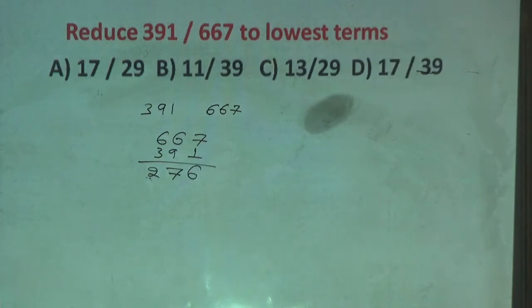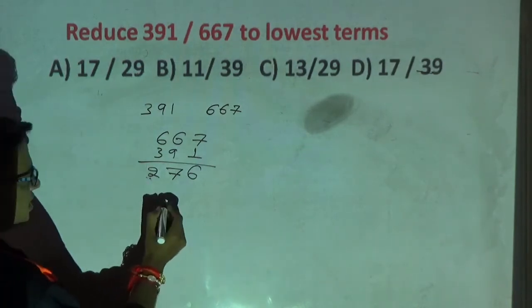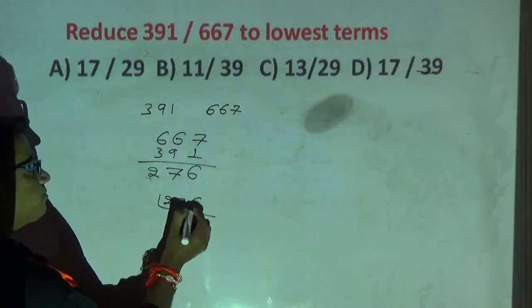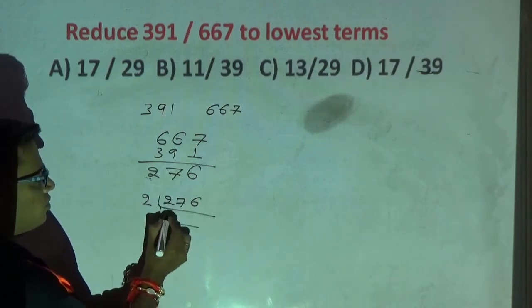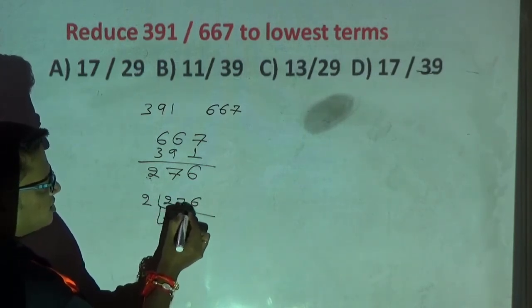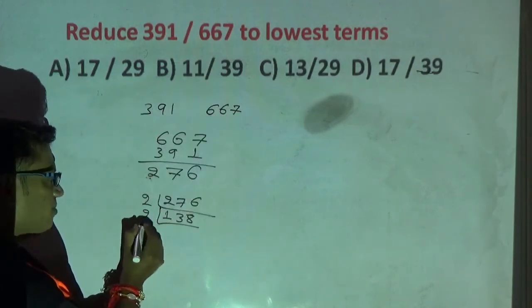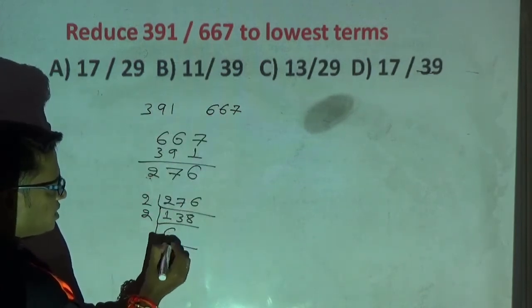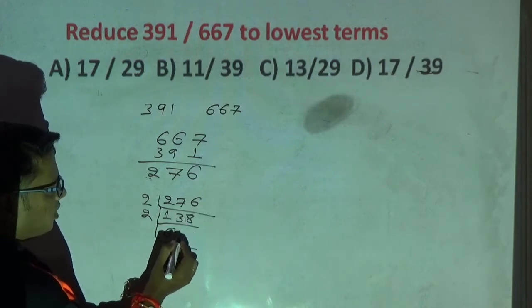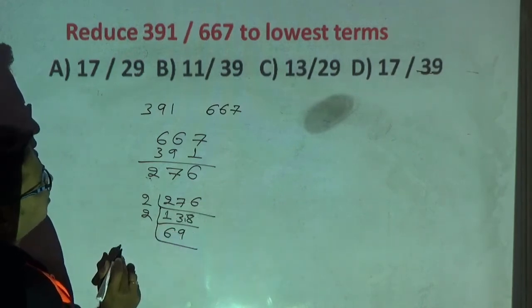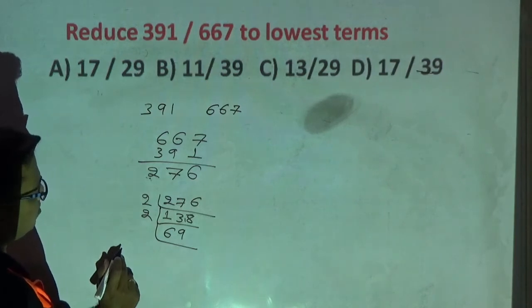No, I cannot divide. Now which are the factors of your 276? 2 ones, then 2 3 6, 2 eights, so 138. Whether you can divide these two numbers by 138? No, not possible. Again you go. 2 sixes are 12, 1 left out. 2 nines are 18. Now by 69, whether you can divide these two numbers? Check out.